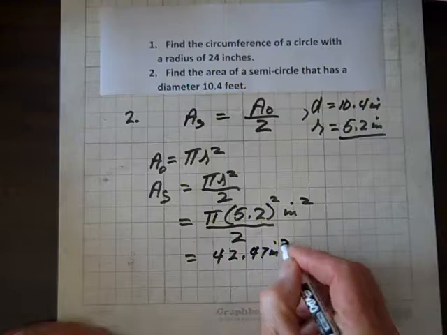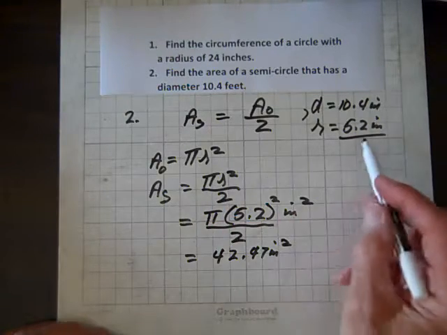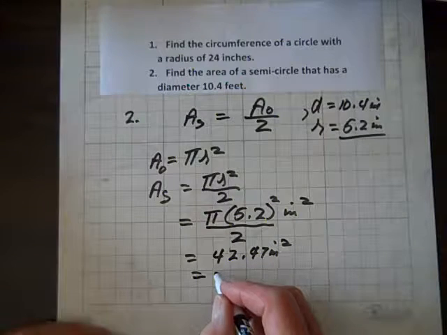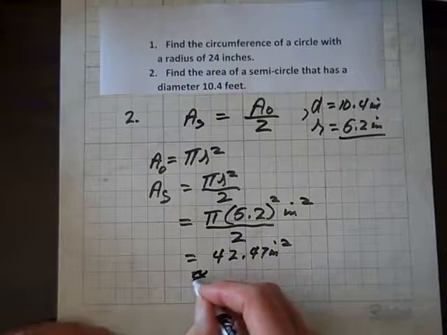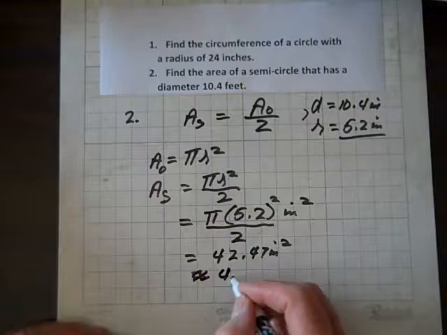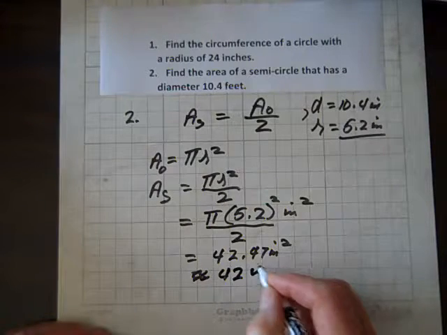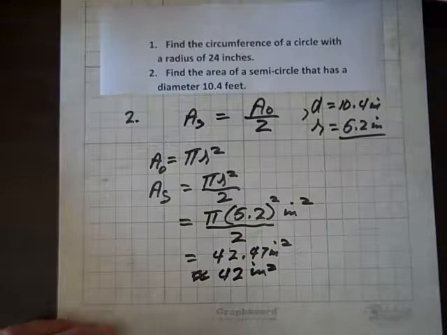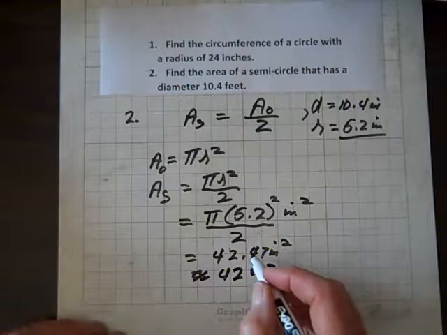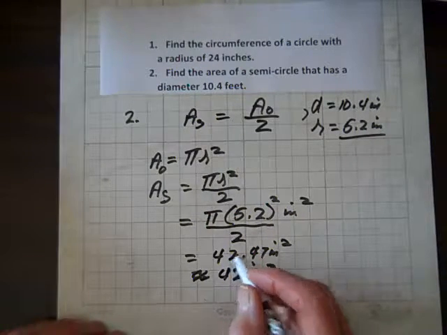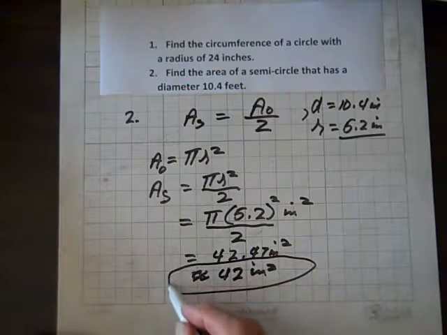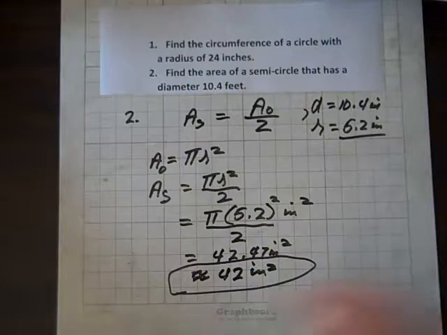42.47 inches squared, but again, we started off with 2 significant digits, so we'll round that down to approximately 42 inches squared. The 4 rounds down. Or the 4 tells us to round down, go to 2. And so that's our area of the semicircle.